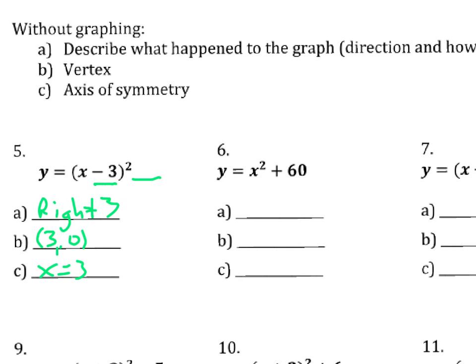Similarly, in number 6, there is no parentheses, so there's no left or right movement. But there is a number on the outside, and it's positive, so this is going up 60. The numbers on the outside tell you you're going up or down. So this is up 60. The vertex would be 0 because it didn't move left or right. And then the y value for the vertex is 60 because it did move up. And the axis of symmetry is the x value.